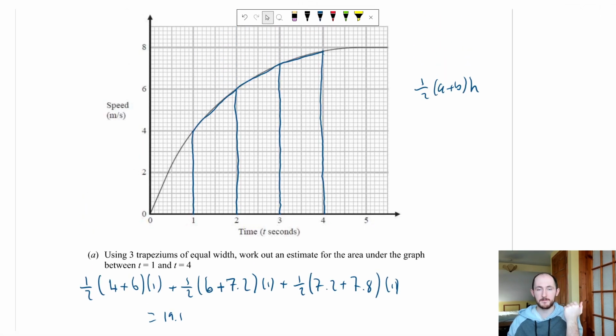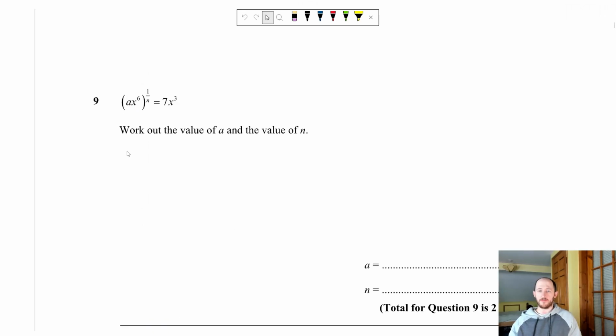That's what it represents. Continuing with our theme of algebra, we have a fairly interesting indices question, which has a x to the power of 6, all to the power of 1 over n, equals 7x cubed. Now, in this type of question, a lot of students will freeze and they'll just say, I don't know what to do. But the thing is, you know the rules of indices, so just apply them. What happens when you have a power outside of a bracket? All you do is you multiply the indices.